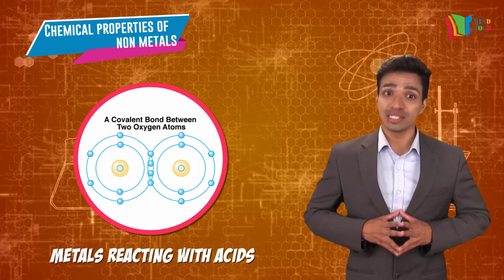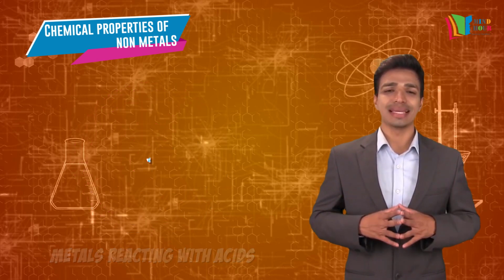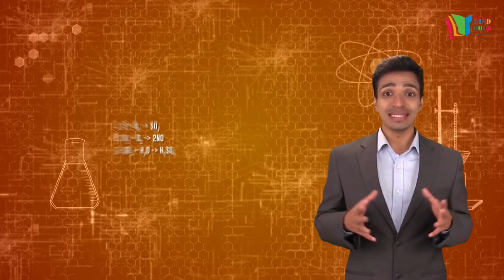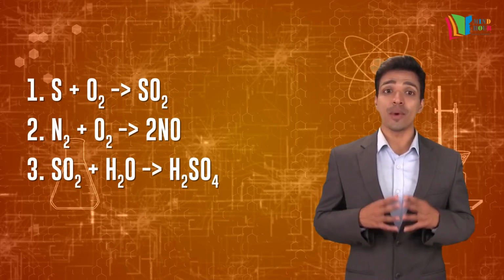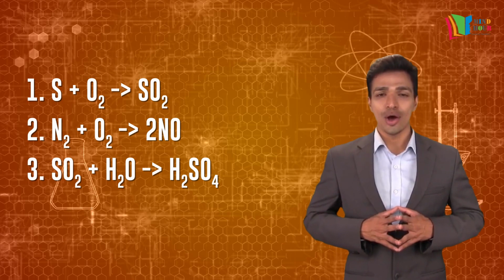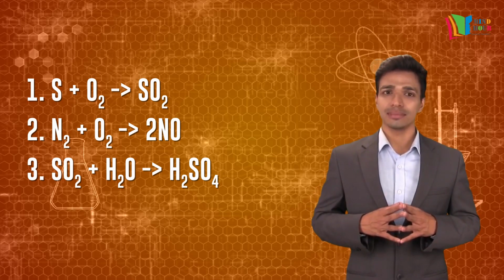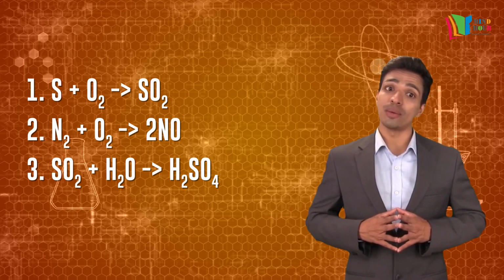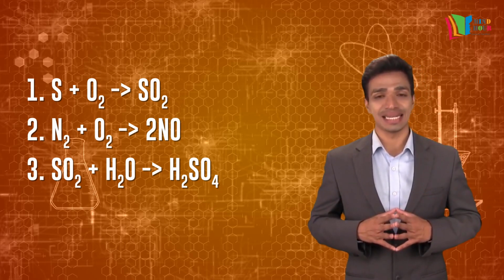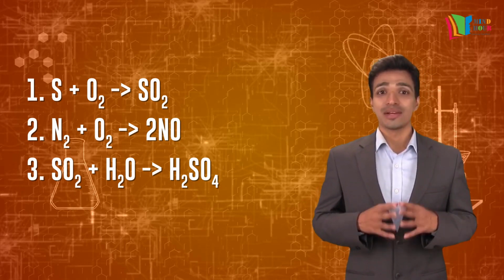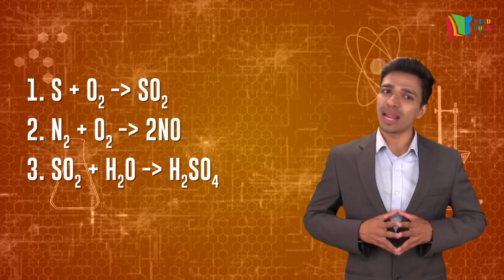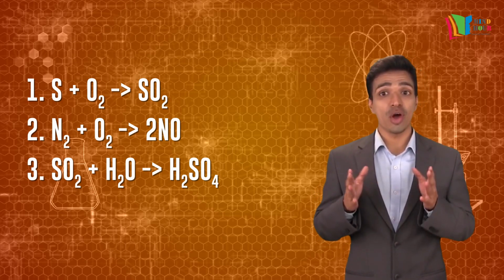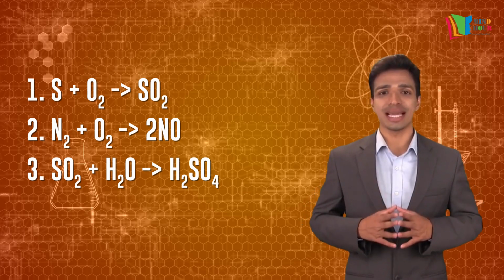Reaction between nonmetals produces covalent compounds. For example, hydrogen and chlorine react with each other to form hydrogen chloride. Nonmetals react with oxygen to form oxides, which are either acidic or neutral in nature. Sulfur reacts with oxygen to form sulfur dioxide, which is acidic in nature. Nitrogen reacts with a limited supply of oxygen to form nitric oxide, which is a neutral oxide in nature.